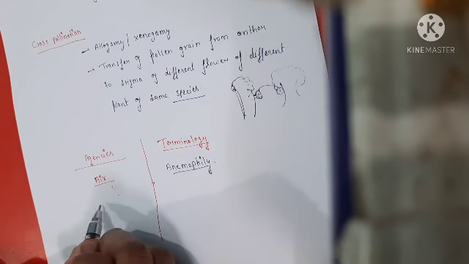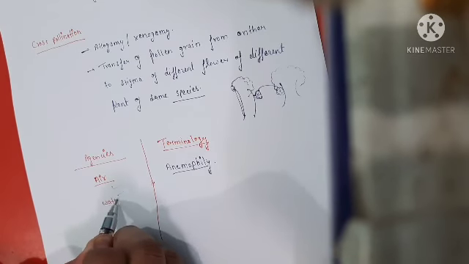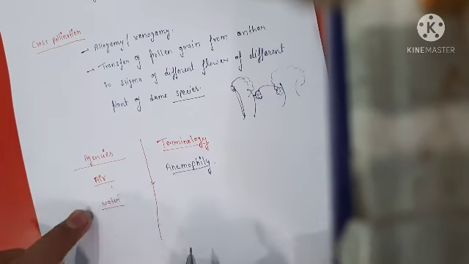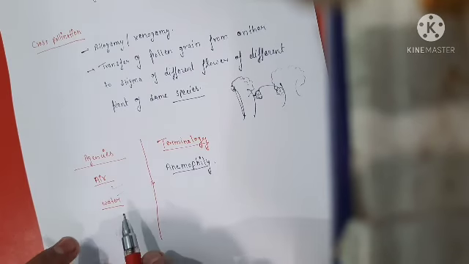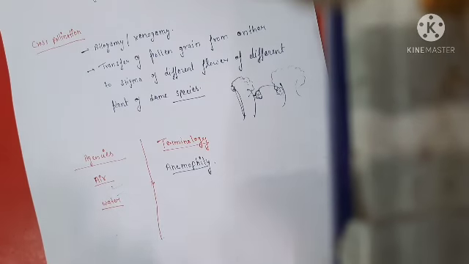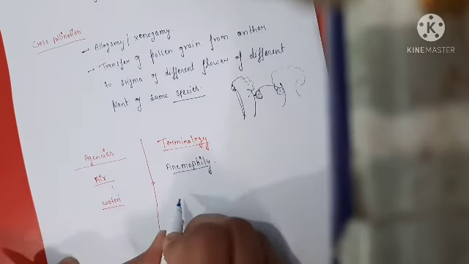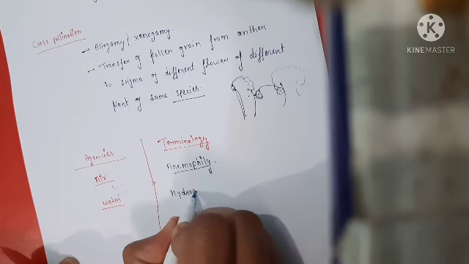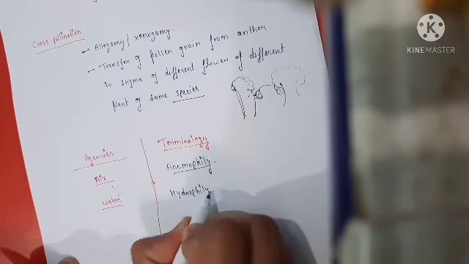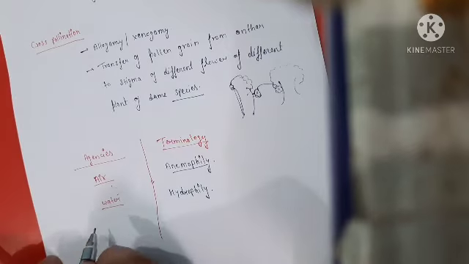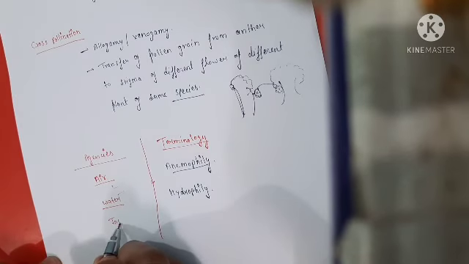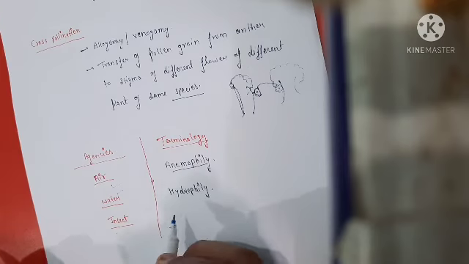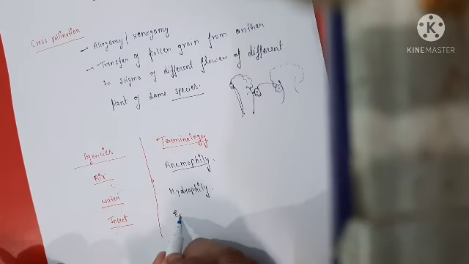Second, in the same way, if transfer of pollen grain takes place with the help of water, it is called hydrophily. In the same way, if pollination takes place through insects, it is called entomophily.